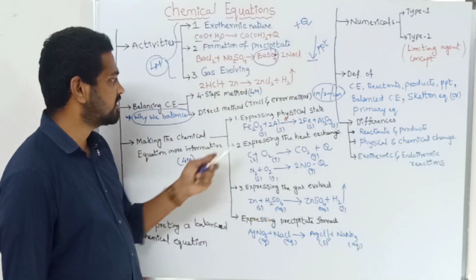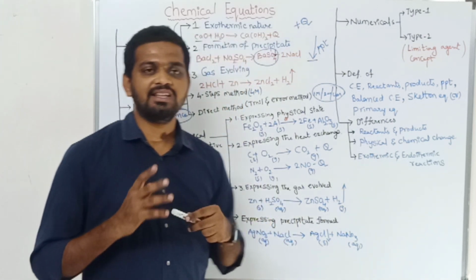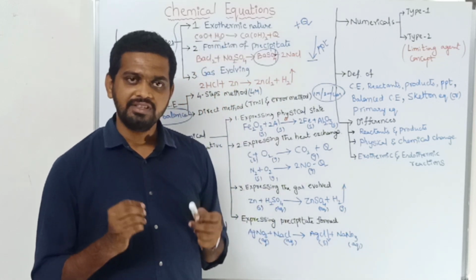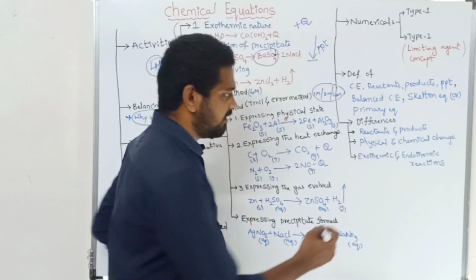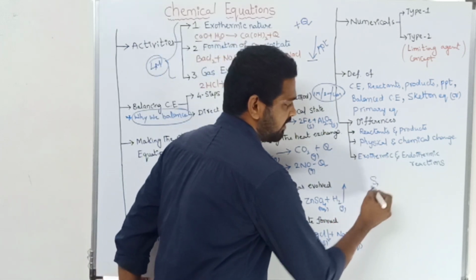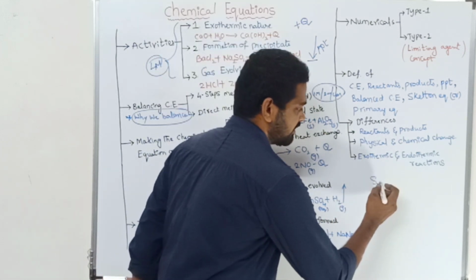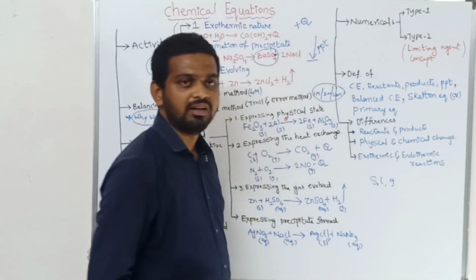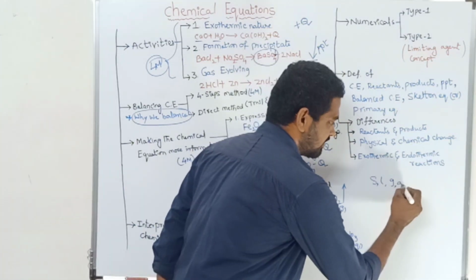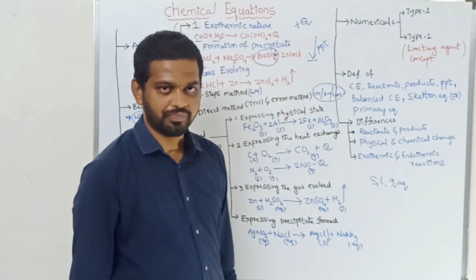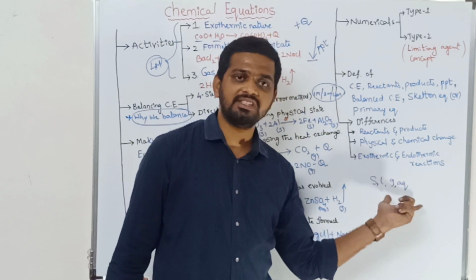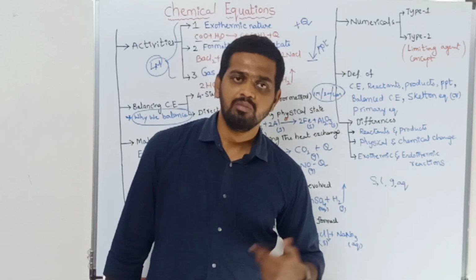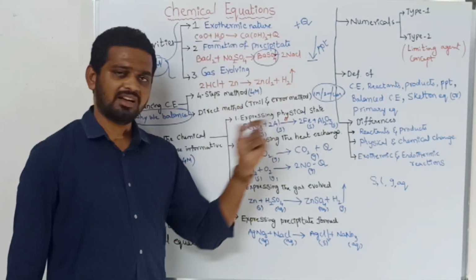Coming to the first step, I express the physical state of the substances, either reactant or product. If it is a solid substance, I use the symbol S. If it is a liquid substance, I use L. If it is a gaseous substance, I use G. If it is an aqueous substance, I represent it with AQ. So by expressing the physical states of the reactants and products, I make the chemical equation more informative. Here you have one example.